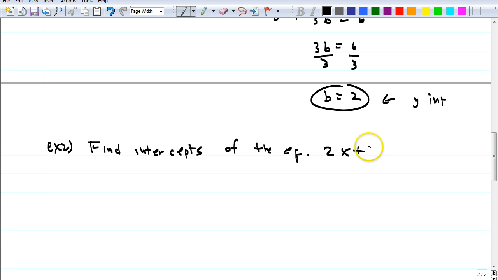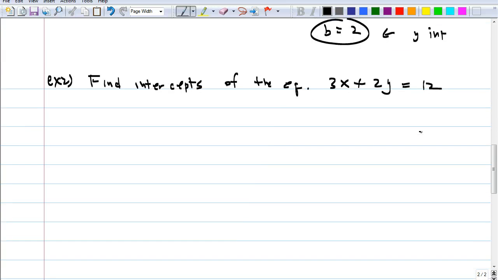2x plus. Wait, this is the same one. Oh, let me do a different one. Find the intercepts of 3x plus 2y equals 12.